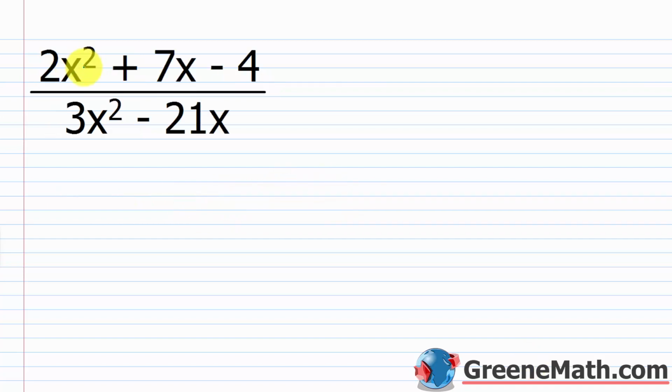So we have 2x squared plus 7x minus 4 over 3x squared minus 21x. So again, I'm only concerned with the denominator here. So I'm just going to set this equal to 0, and I'm going to solve it. Now, you can get super complicated things in your denominator. This guy right here is not complicated at all. We can solve it by factoring.